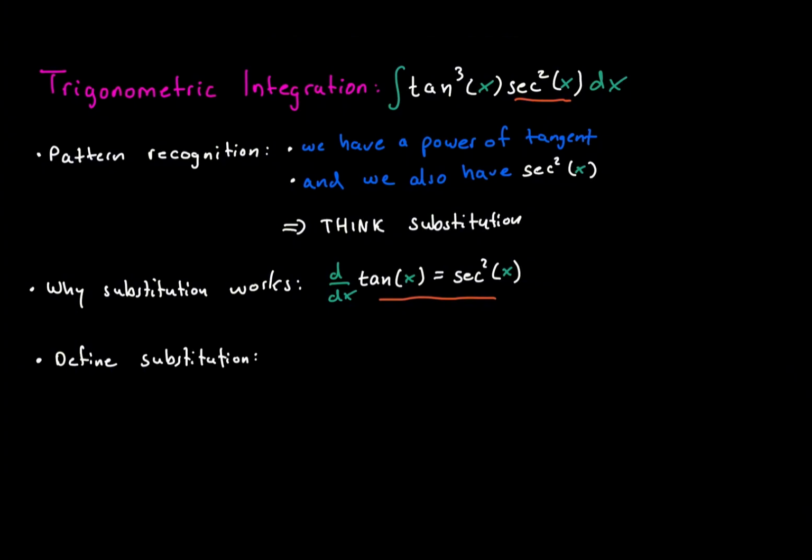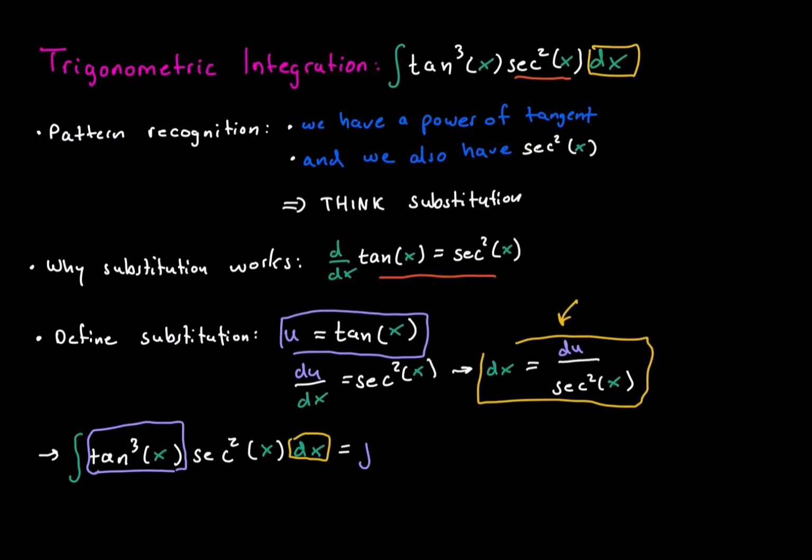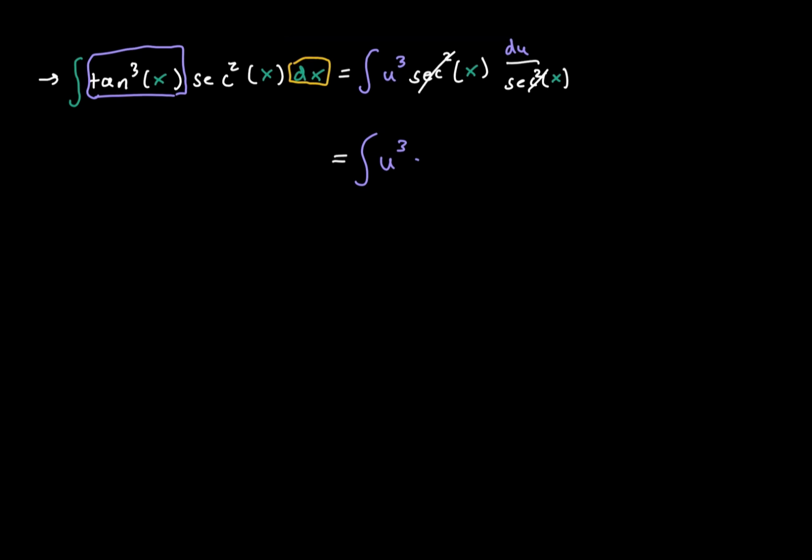So we use substitution. Let u equal tangent of x. Then du is secant squared of x dx. So the integral becomes u cubed du. Now the problem is much simpler. We just integrate u cubed. That gives u to the fourth divided by 4.